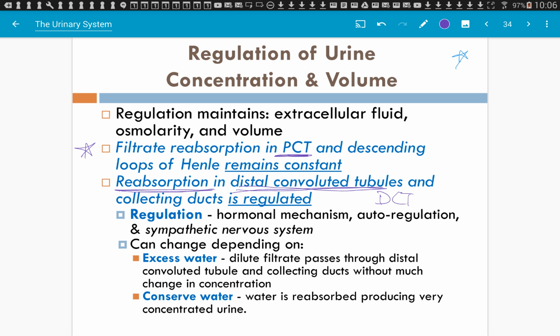So forms of regulation: hormonal, which are the ADH, the renin, aldosterone, angiotensin. Those are the two. There's autoregulation, and the nervous system, the sympathetic nervous system.